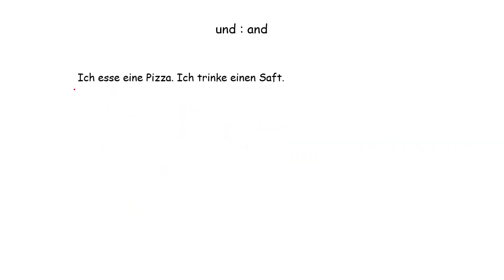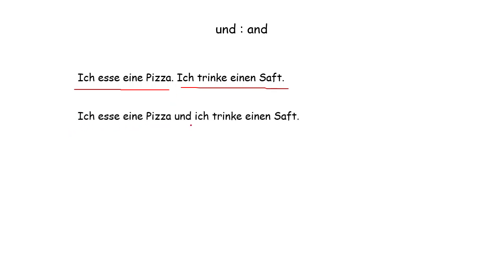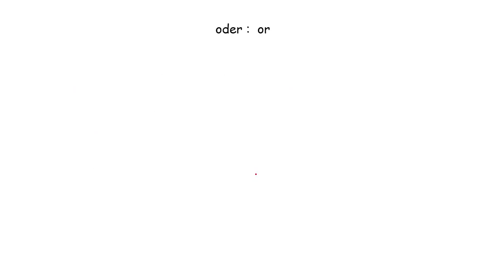Und means and. There are two sentences. Ich esse eine Pizza. Ich trinke einen Saft. So we can combine with und. Ich esse eine Pizza und ich trinke einen Saft. So it does not affect the word order, and we combine with the und. Like Tom und Anna spielen Fußball. Tom and Anna play football. Like this as well.